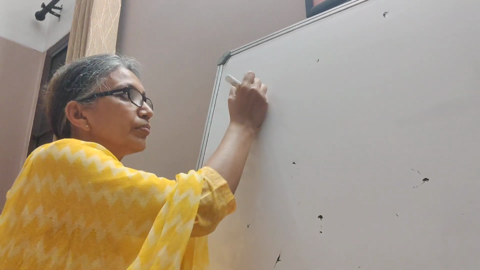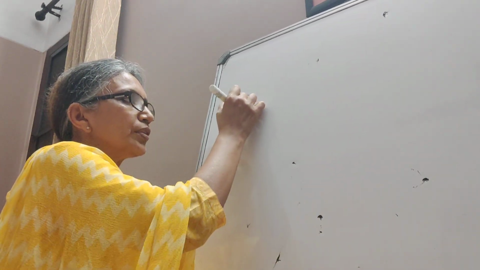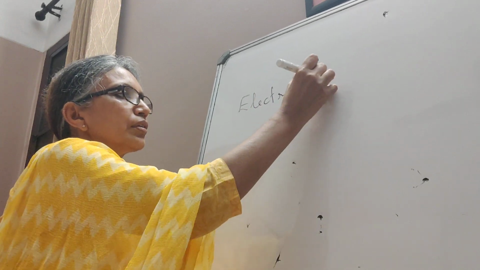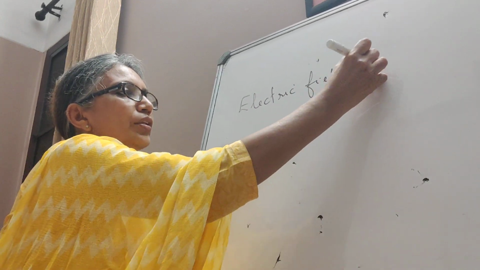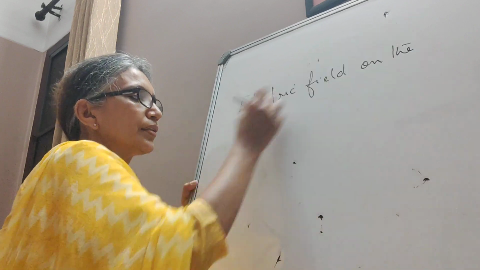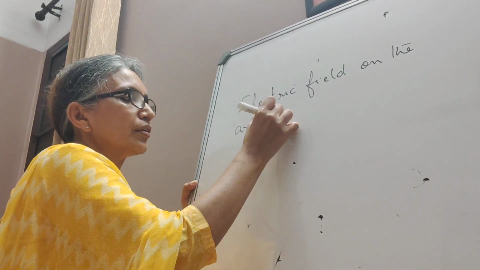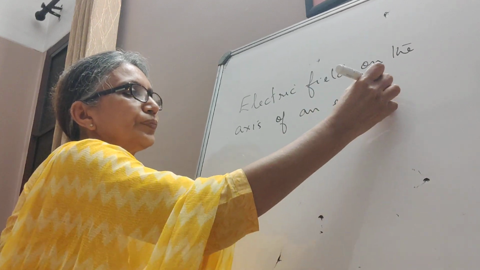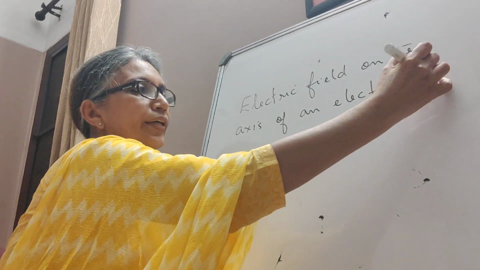I'll write the heading on the board. It's there in your printed note. Electric field on the axis of an electric dipole.